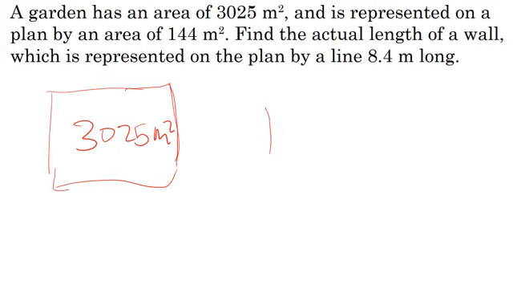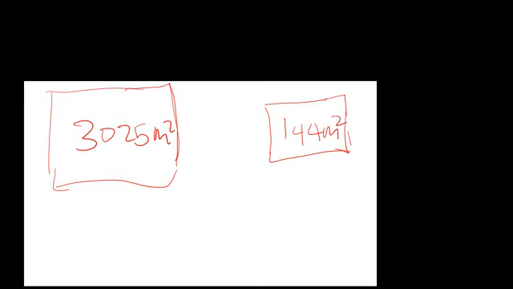So in this case, it's actually on one paper. Say that's 144 square meters. There's that plan, it can be on a paper, something like that. Having this, they are saying find the actual length of the wall which is represented on the plan by 8.4 meters. So the plan's length is 8.4 meters.